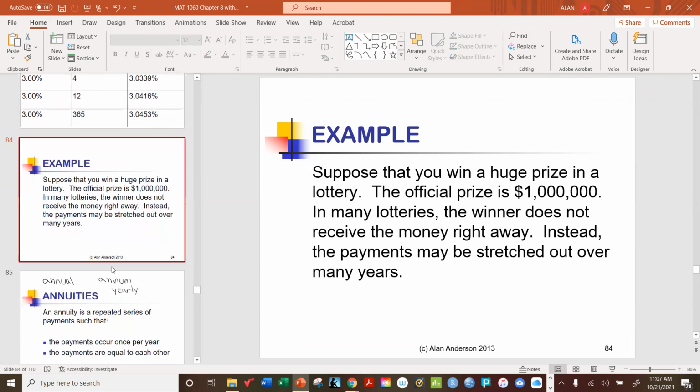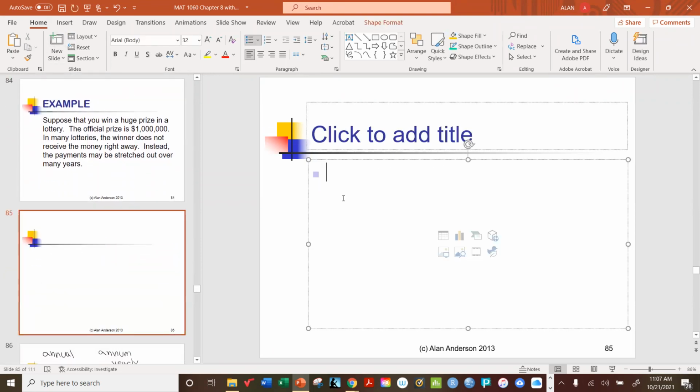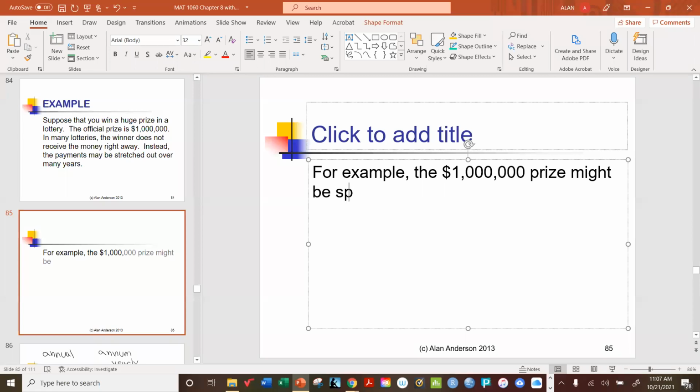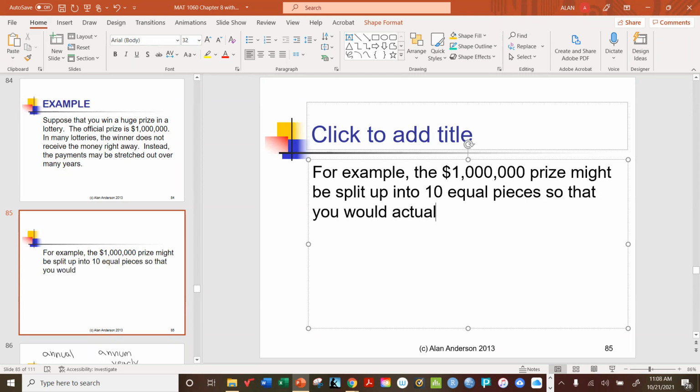For example, in this case, you might be told, well, yeah, it's $1 million, but the $1 million prize might be split up into 10 equal pieces so that you would actually receive $100,000 per year for 10 years. Now that's still a wonderful prize. It's not quite the same though, is it? No. In fact, I think you'll agree. Intuitively, you can see why you'd rather have the $1 million all today rather than having to wait 10 years to receive it all.